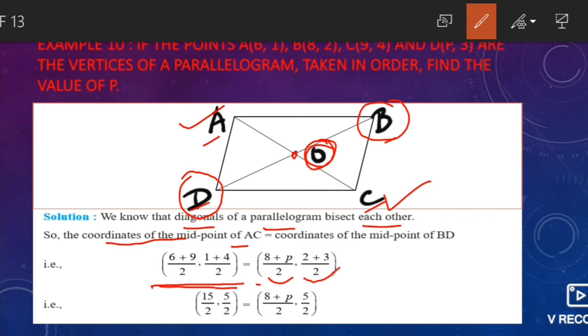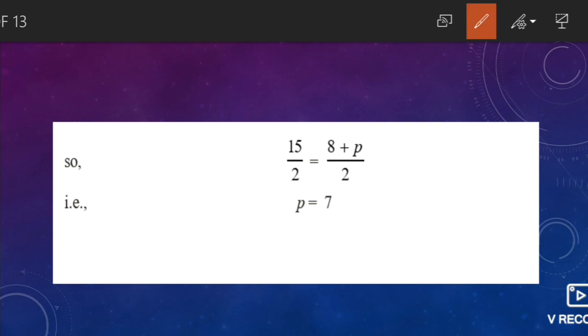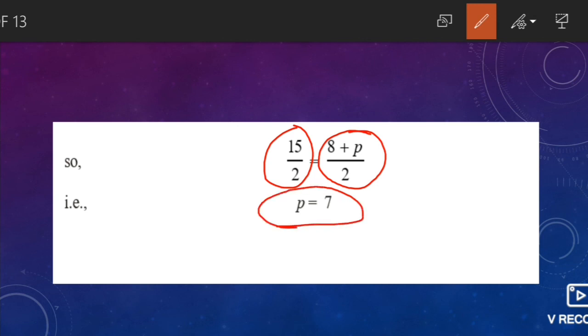Now both of these are the coordinates of the same point O, so they have to be equal. Equating these two, you get (15/2, 5/2) equal to ((8 + P)/2, 5/2). Now equate the x coordinates: 15/2 is equal to (8 + P)/2. From here you can get the value of P. The value of P is 7.